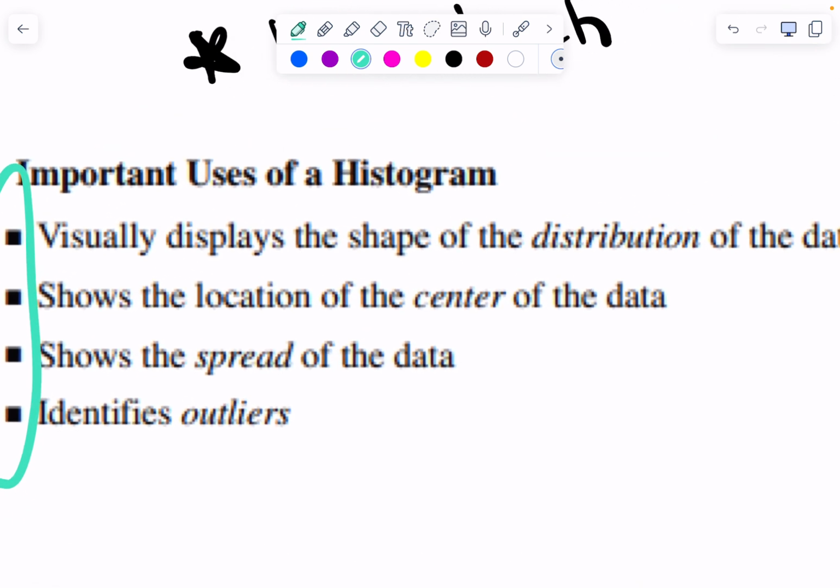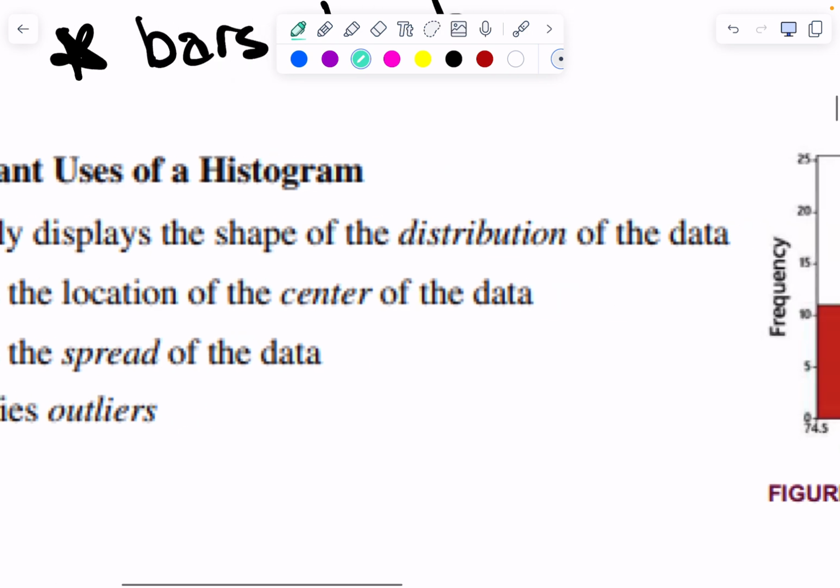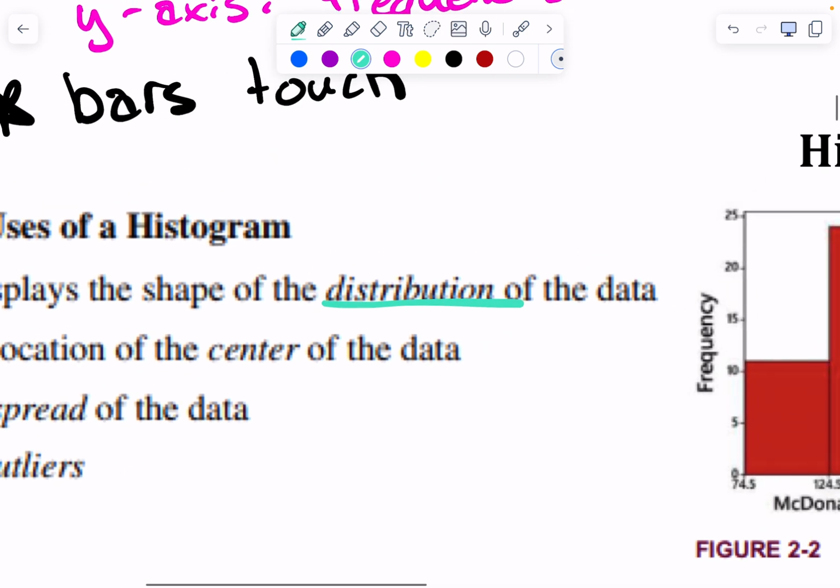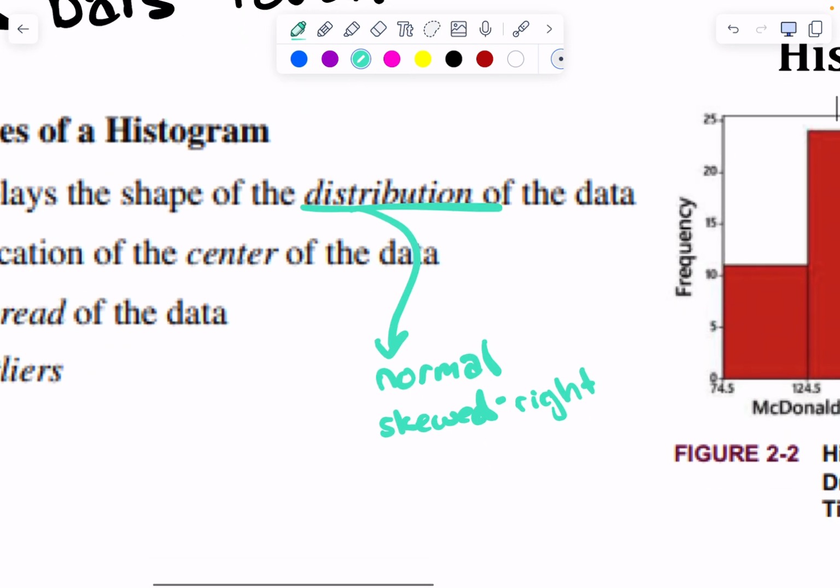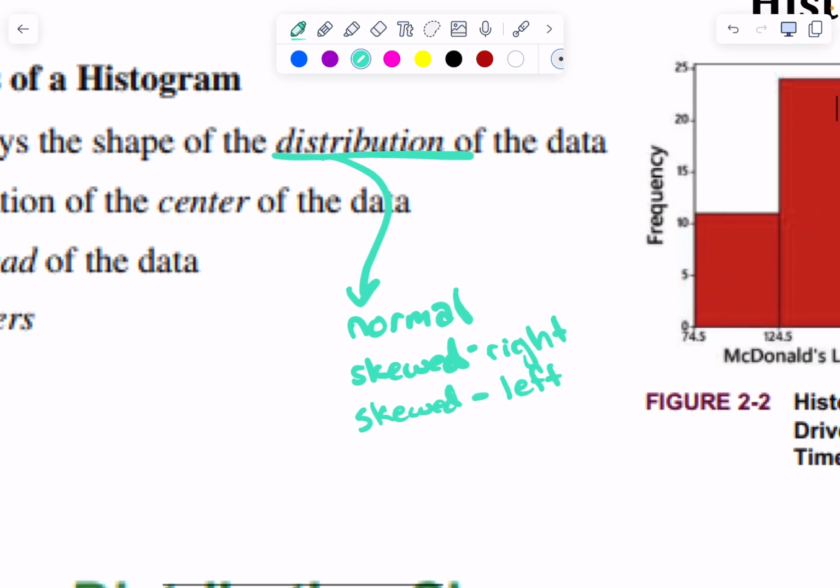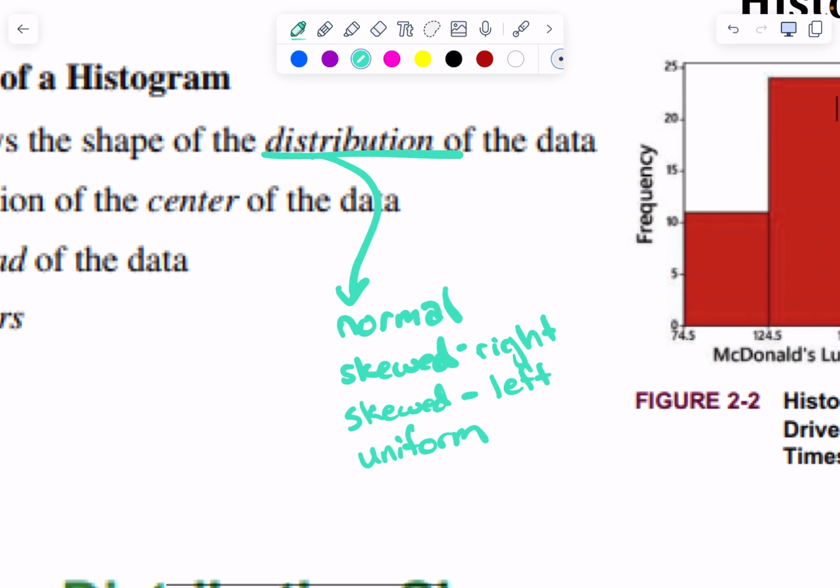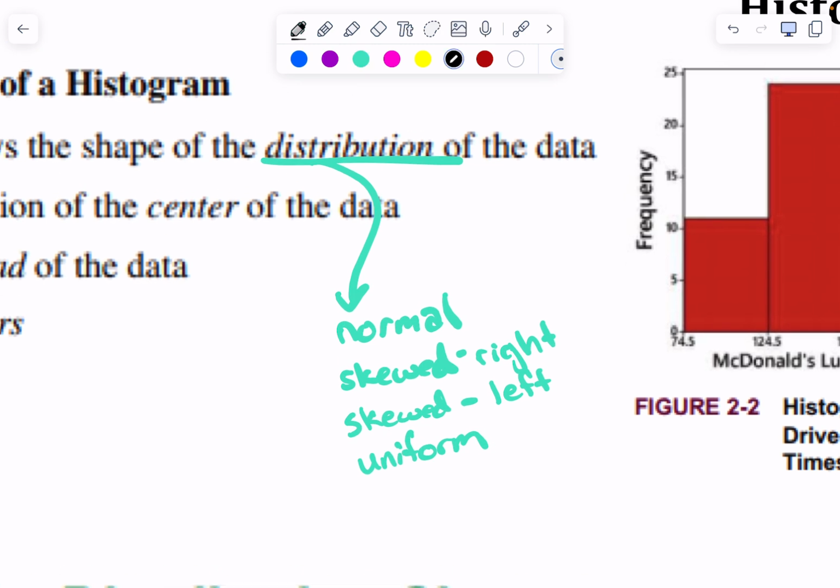The visual display of a histogram shows the distribution of the data. We had 3 types of distribution, and I'm going to put them down here: normal, skewed right, and skewed left. There is actually one more: uniform distribution. Is it down below? Yeah. Okay, normal distribution looks like this.